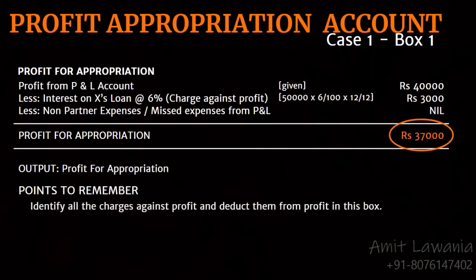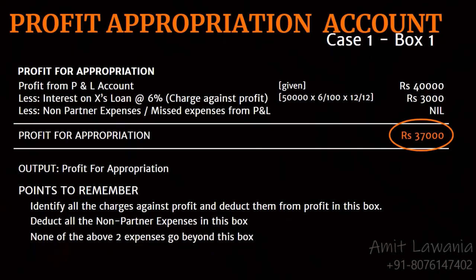Number 1, identify all the charges against profit and deduct them from profit in this box. Number 2, deduct all the non-partner expenses in this box. Number 3, none of the above two expenses go beyond this box. The charges against profit and non-partner charges do not go beyond this box. From next box, we will work with the items related only and only with the partners, that is, the owners of the firm.